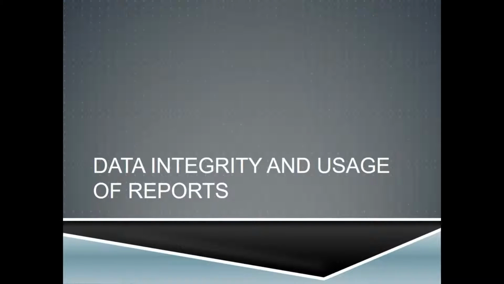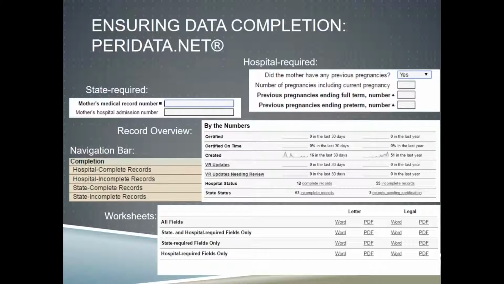So the first thing is the data integrity and usage of reports. One of the things that we've been hearing across the hospitals, or just in general, whether it's feeding information to other entities such as WHA through Checkpoint, is ensuring that the data being entered into PERI data is complete enough to actually present the data back, whether it's internal reports or, again, out to external entities such as Checkpoint.